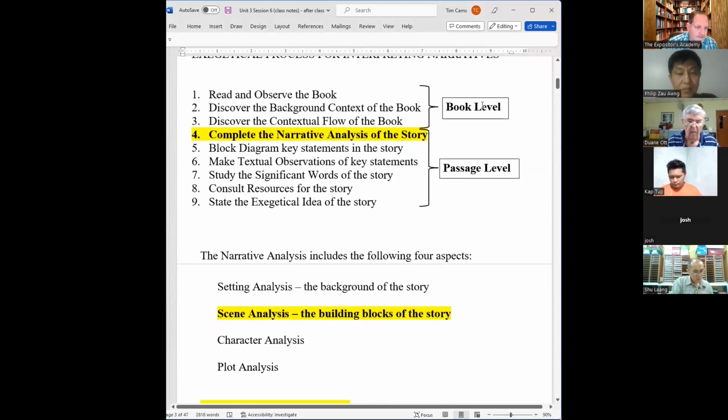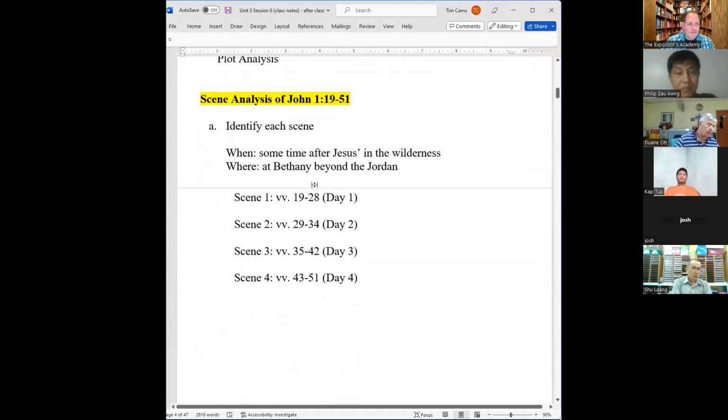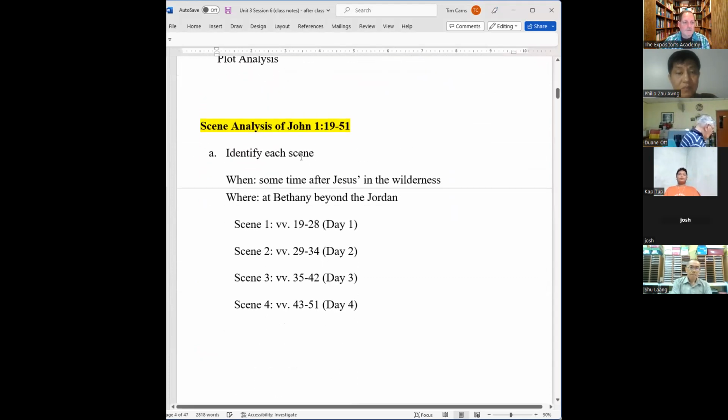Again, for narrative analysis, there are four parts we're doing together: the setting, and then the scene, which is what we've been stuck at for the last few sessions, and then character and then plot. All right, so let's just jump right in on scene analysis of John 1.